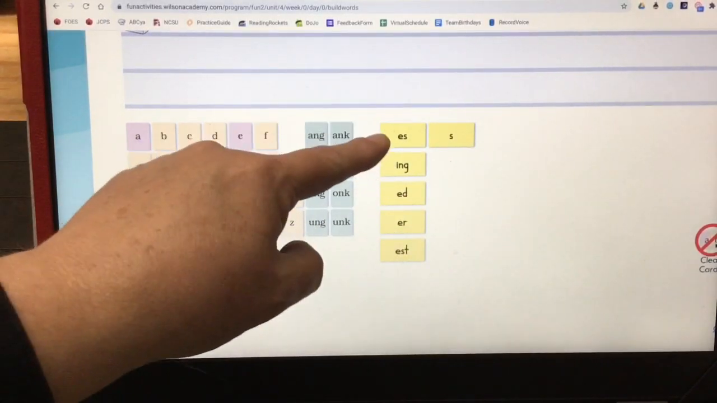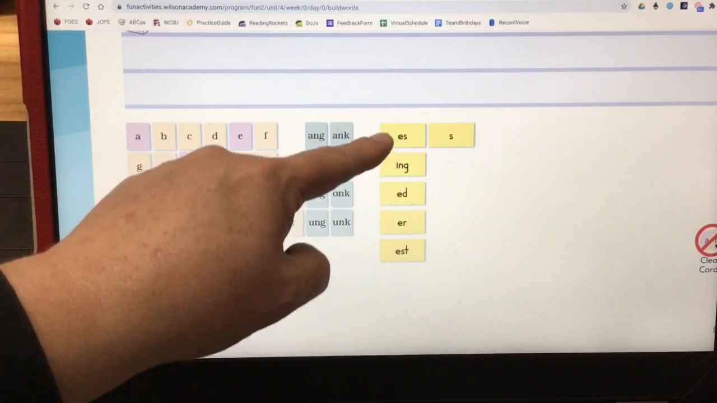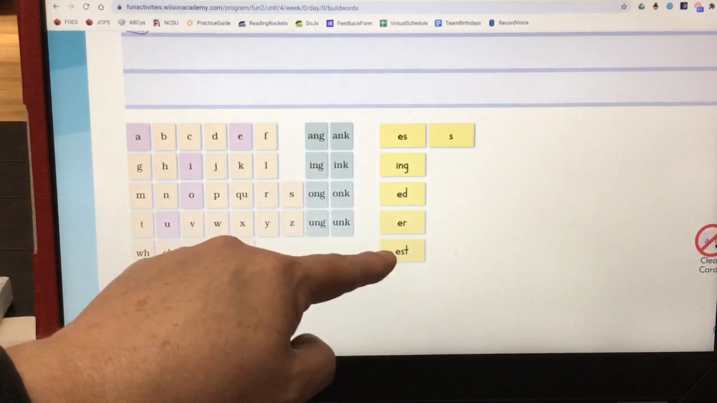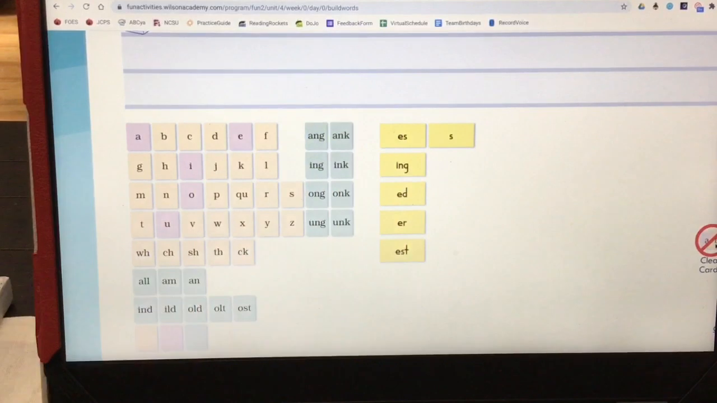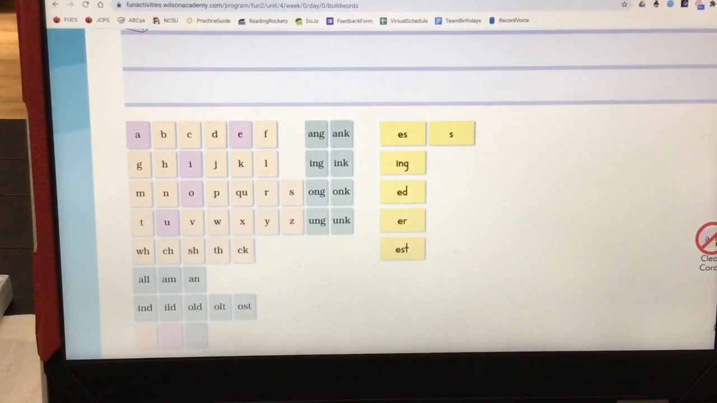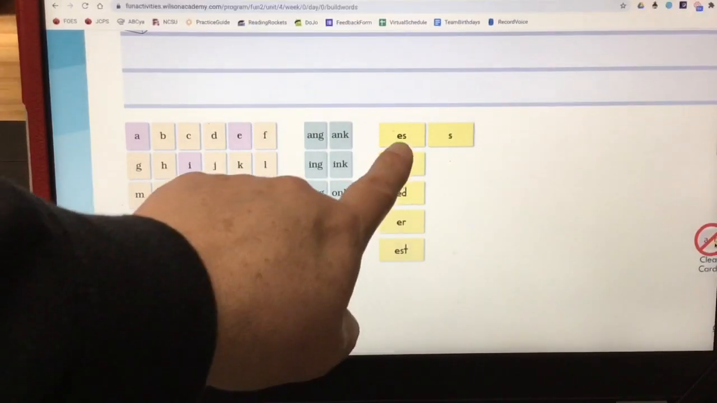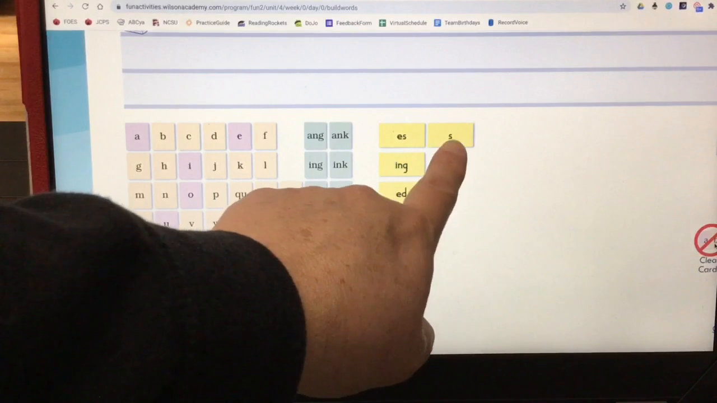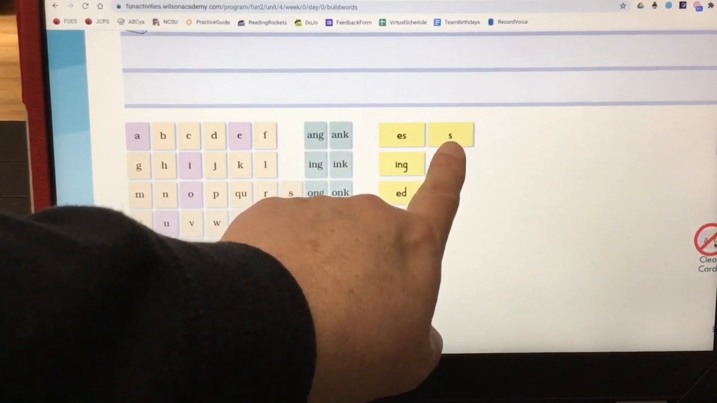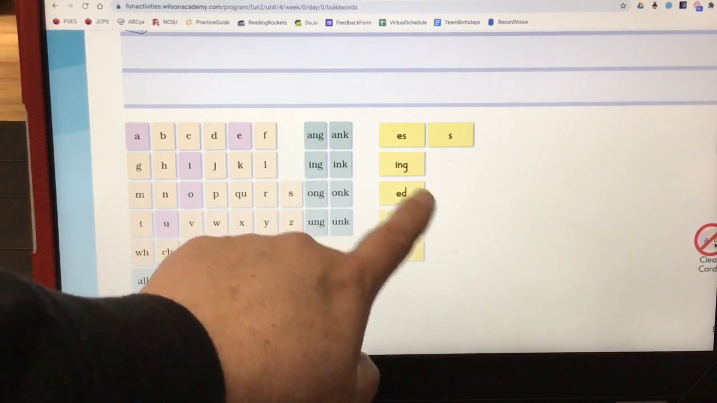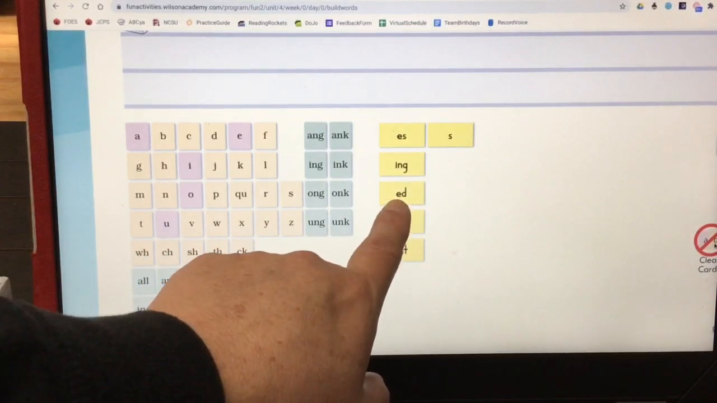Look at all these suffixes. They start in vowels. E, I, E. This one starts in a consonant. There's only one right now. I want to really use the other suffixes that are here. We talked about ES and S and how they can make a base word plural. Let's talk about ING and ED.